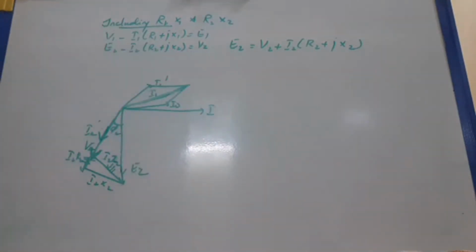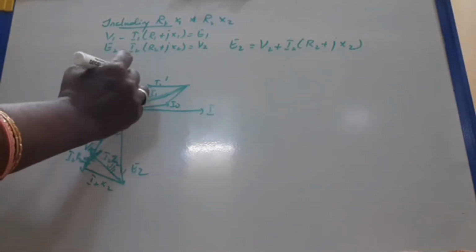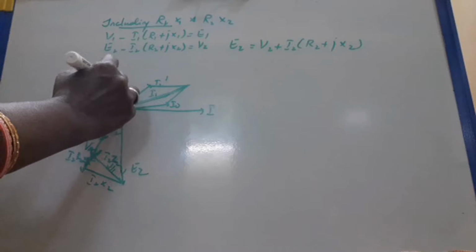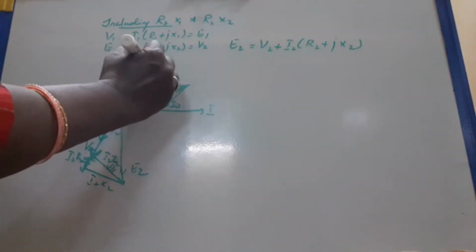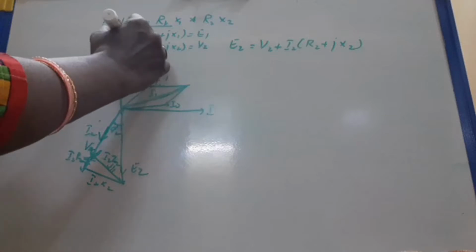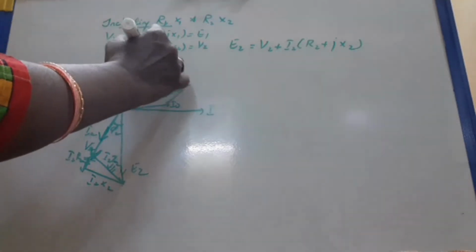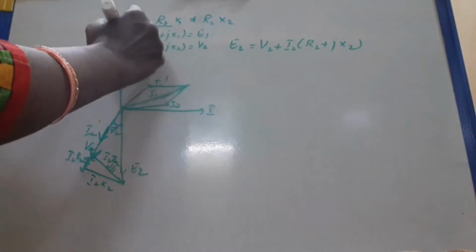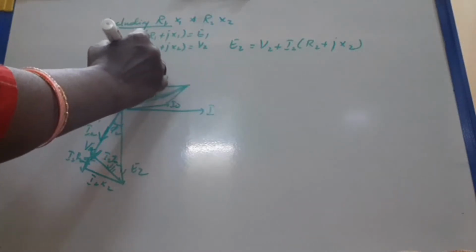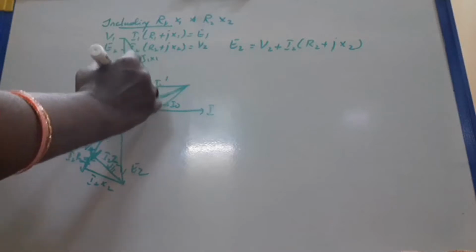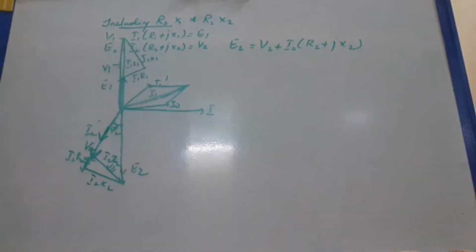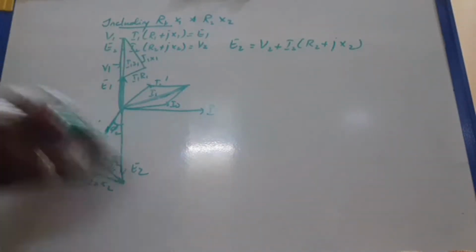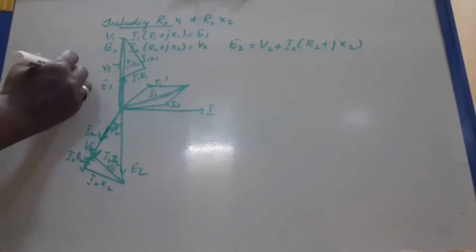Okay, now draw E1. The direction of I1 we have to identify. E1 plus I1 R1: in the direction of I1 you have to draw I1 R1, perpendicular to that I1 X1. Joining I1 R1 and I1 X1 gives I1 Z1. V1 plus I1 Z1 which gives E1. Similarly, this is for resistive load.